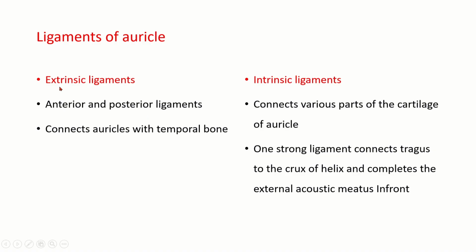Ligaments: extrinsic ligaments, anterior and posterior ligaments, connect the auricle with the temporal bone. Intrinsic ligaments connect various parts of the cartilage of the auricle. One of the strong ligaments connects the tragus to the crus of the helix and completes the external acoustic meatus in front.